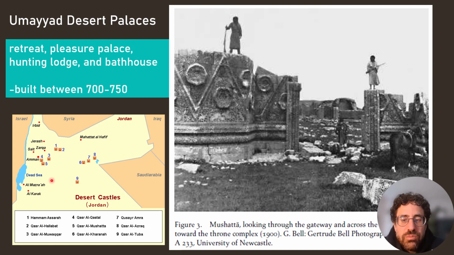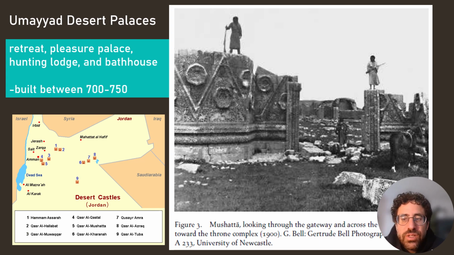They usually comprised places for hosting the royal party, a bathhouse, and a place to chill. There's actually quite a few of these. As you can see, there's at least 9. One of the most famous ones is this one, Mushatta, the remnants of which were excavated and then transported to Berlin, where you can see them in the Museum of Islamic Arts, and they form a major exhibit there.